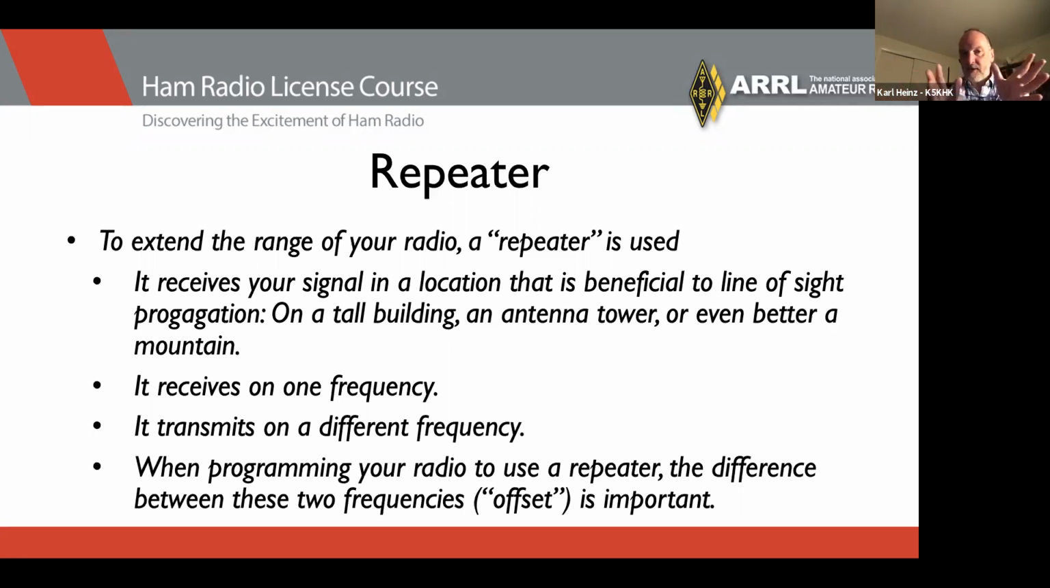And the difference between those frequencies is called the repeater offset. There is a question on the test, I don't think in the questions related to this chapter, but there is a question on the test about repeater offsets. Repeater offsets are also important when you try to program your own radio.